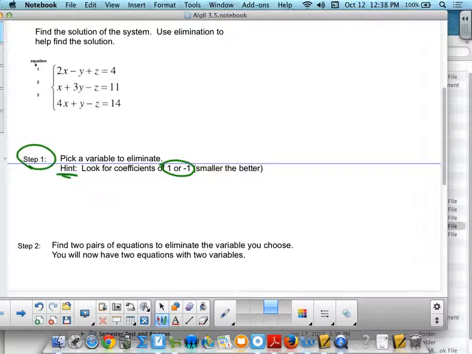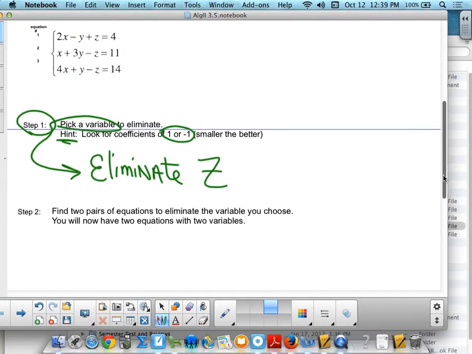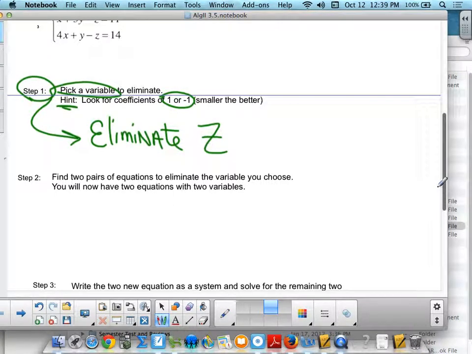So look for the coefficients, 1 or -1. The smaller the better. So pick a variable. We're picking which one? Z. We're going to eliminate the letter Z. No more Z's. We want the Z's to go away. Okay? So step 1's done. Step 2. Okay. Find 2 pairs of equations to eliminate the Z, because that's what you picked. You chose. Okay? You will now have two equations with two variables instead of three variables. So pick two equations you'd like to work with to eliminate the z's.